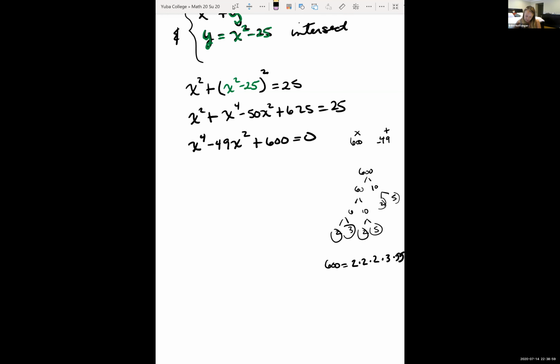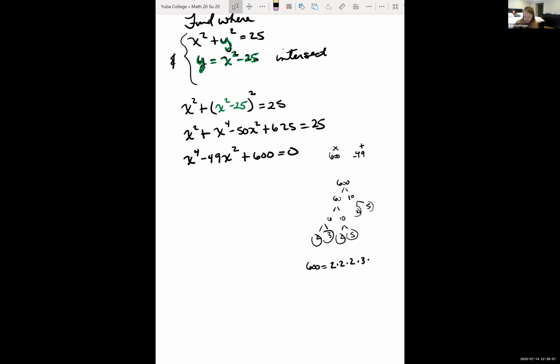We know that they both have to be negative, because we're multiplying to get a positive and adding to give a negative. So what about grouping 25? This would be 2 times 2 times 2 is 8, times 3 is 24. A 24 and a 25, both of them negative. That would work. Okay, so we just found the factors.